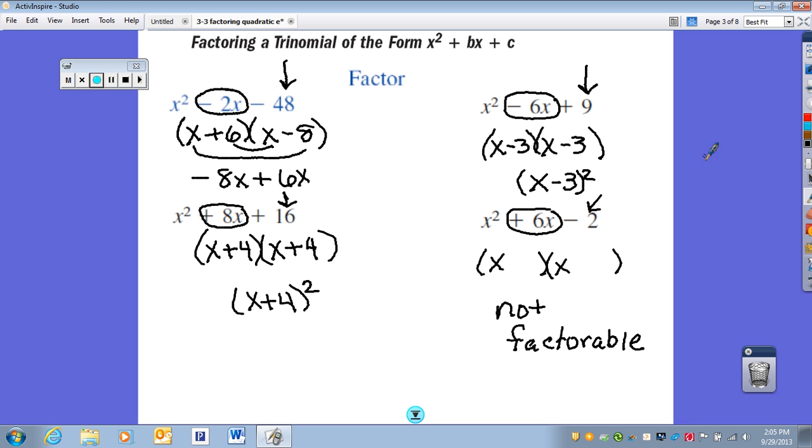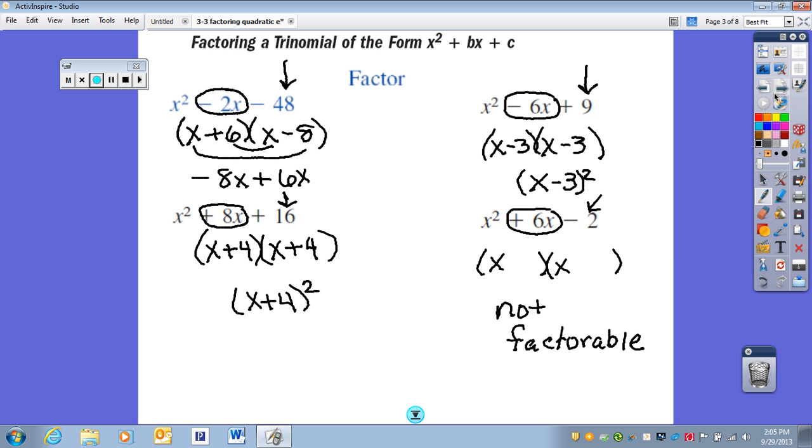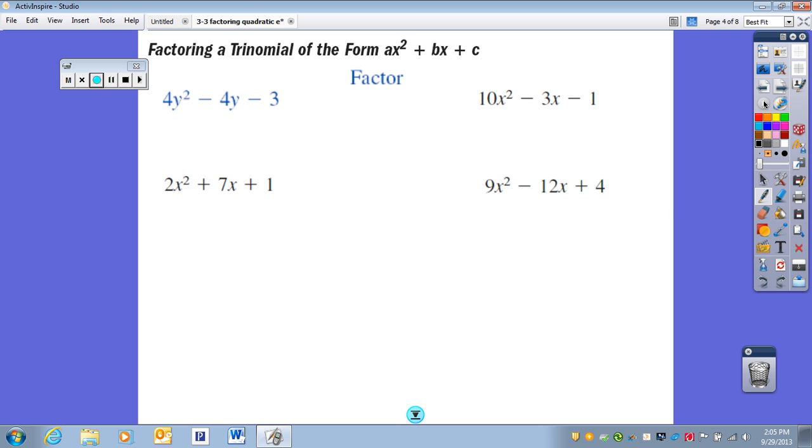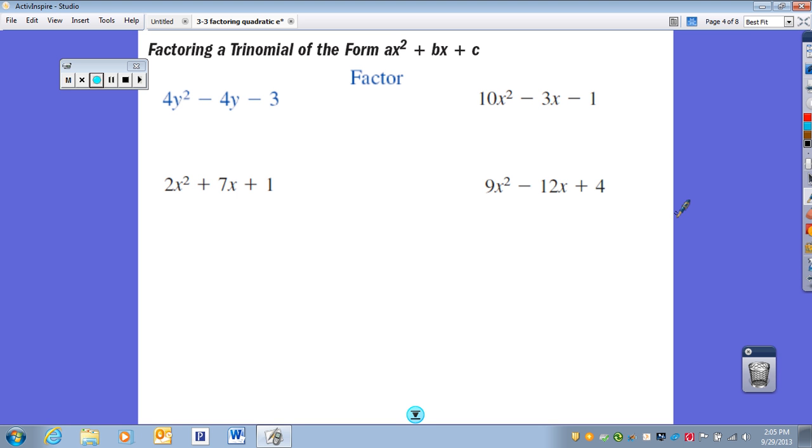Let's move on to the next pattern. This pattern now has a leading coefficient, and it's of the pattern ax squared plus bx plus c. Our leading coefficient will be other than 1. So our first job is to look at all three of the terms and see if they have a common monomial factor. In other words, can something be divided evenly into all three?